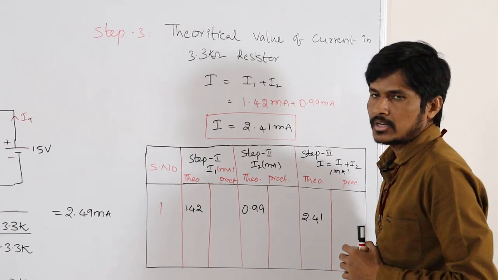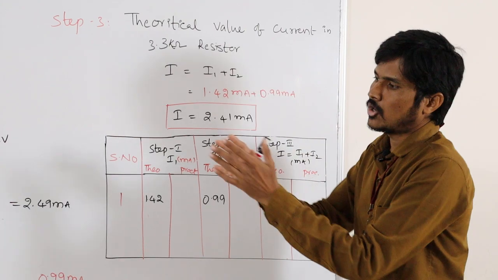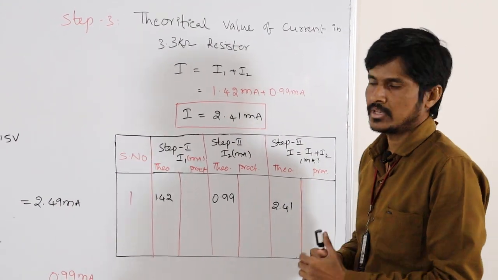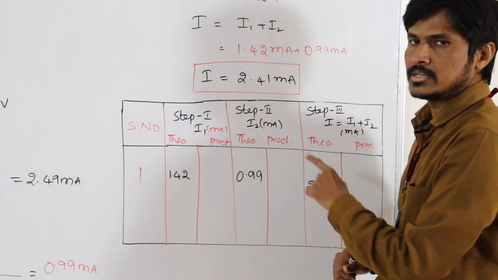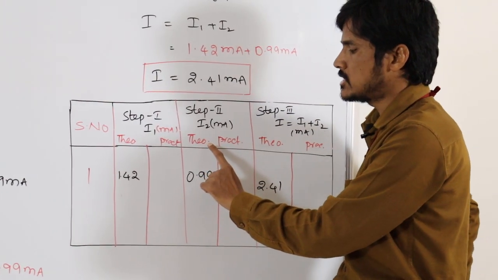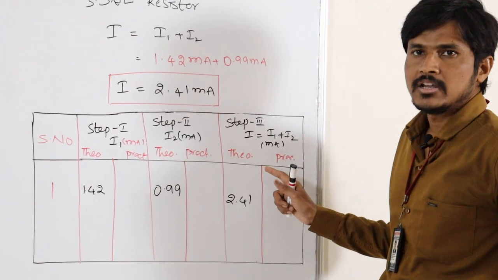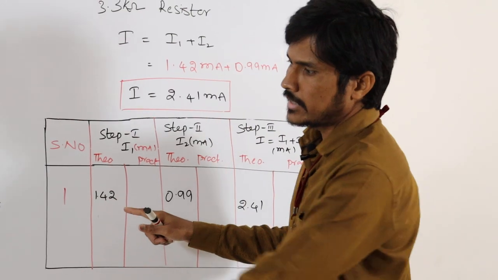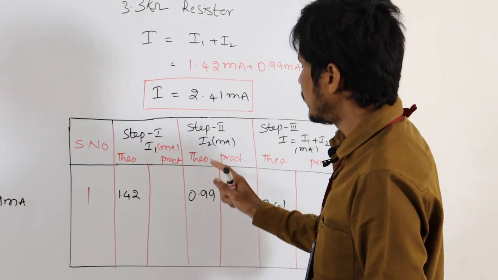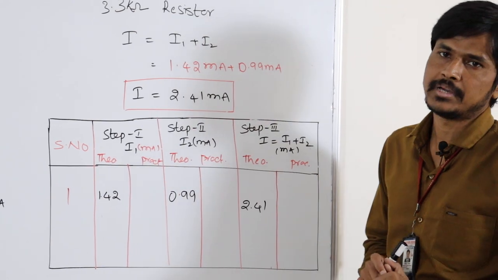If you go for the tabular column here, we are going to represent all the values in the table. Step 1, I1 theoretical values and practical values. Step 2, I2 theoretical values and practical values. And step 3, total current, theoretical values and practical values. Theoretically I1 we got as 1.42, I2 we got 0.99, and total current is 2.41 milliamperes.